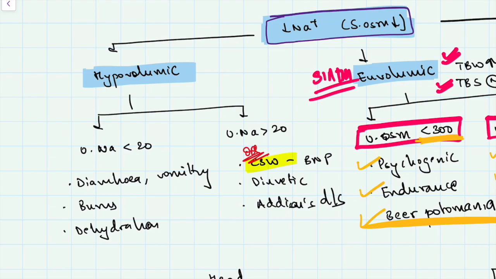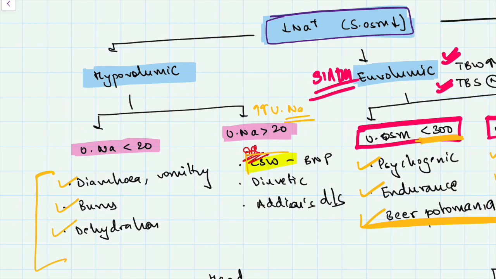Next we have hypovolumic hyponatremia. Here again we see the urine sodium which is less than 20 or more than 20, right. So if the urine sodium is less, then the causes are either diarrhea, vomiting, burns and dehydration, right. Third place, fluid loss. If the urine sodium is more, that means that there is increased urine excretion of sodium that is leading to hyponatremia.